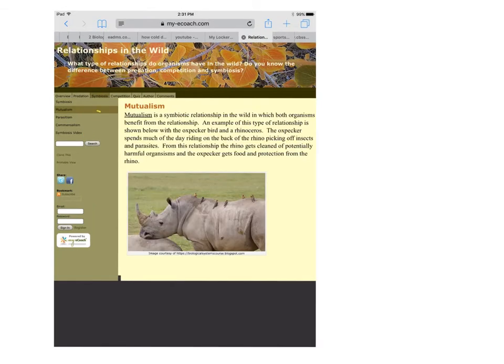All right, so clicking on the little subcategory of mutualism, you get my favorite type of symbiotic relationship. It's mutualism. That is a relationship in which both organisms benefit. So we go plus, plus. It is a positive relationship for both organisms. You can see the image here of the rhinoceros, and it has a fairly large flock of these birds on its back.